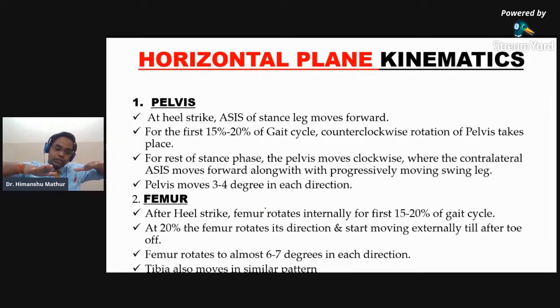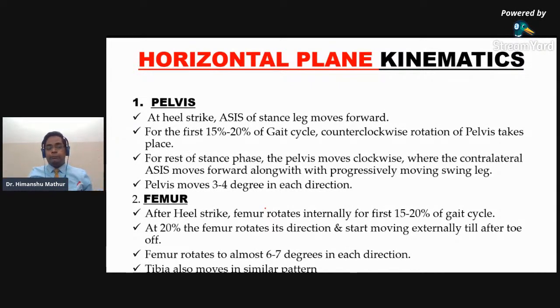Now for the rest of the stance phase, the pelvis moves clockwise. That means whenever I have passed the heel strike and my foot flat position, my right side ASIS comes back to a posterior, backward position. The whole pelvic complex starts to rotate like this.